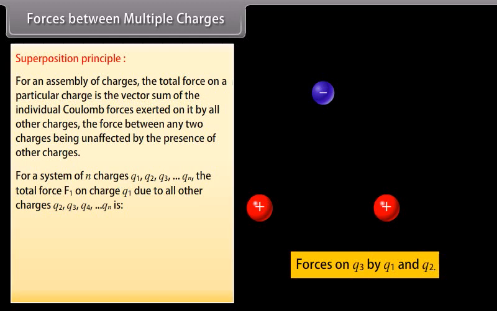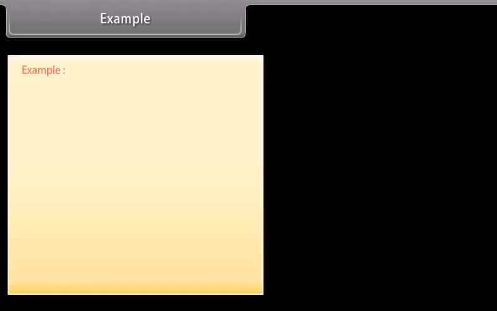on charge Q1 due to all other charges Q2, Q3, Q4 and so on till Qn is F1 is equal to F12 plus F13 plus F14 and so on till F1n. This equation can be written as example. Let's take an example on Coulomb's law. Find the force on the center charge in given figure.